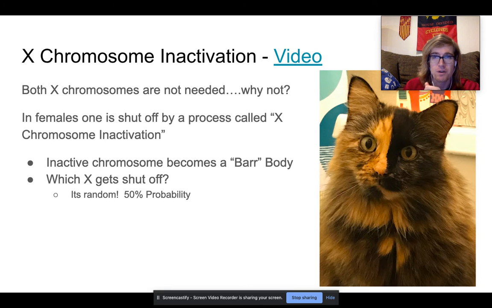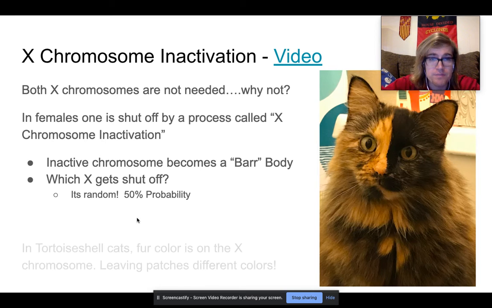Kind of cool. Whereas males, okay, if your mom's a carrier of the trait, it's a 50% probability that she is going to give you that allele. If she did, no matter what, you are going to be colorblind, because you don't have a second extra chromosome to shut off.